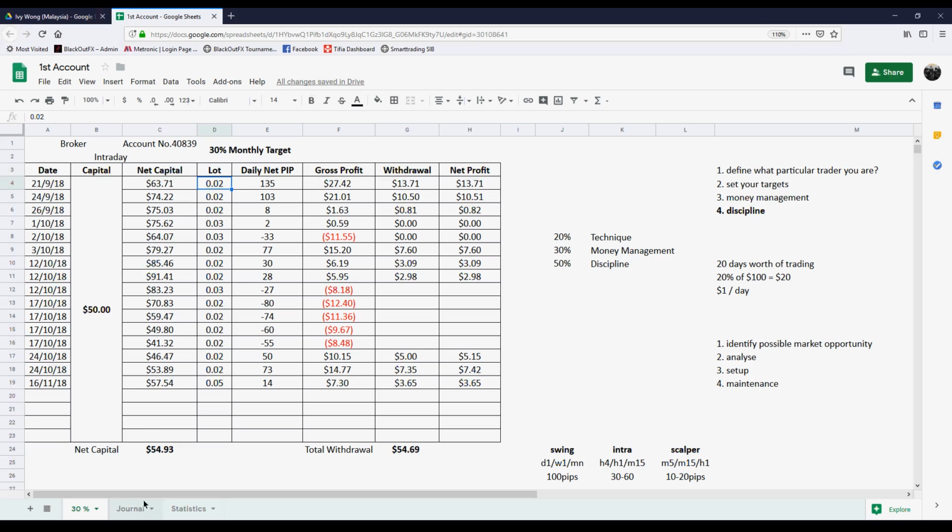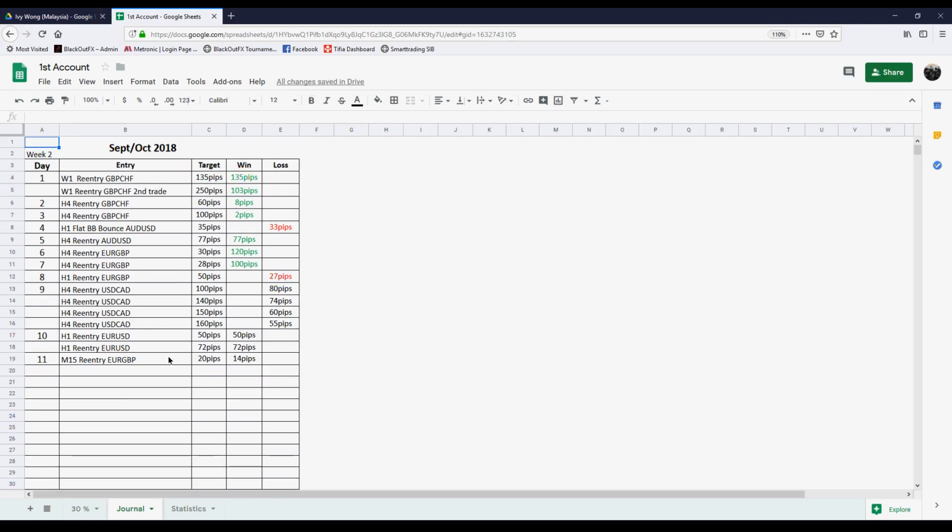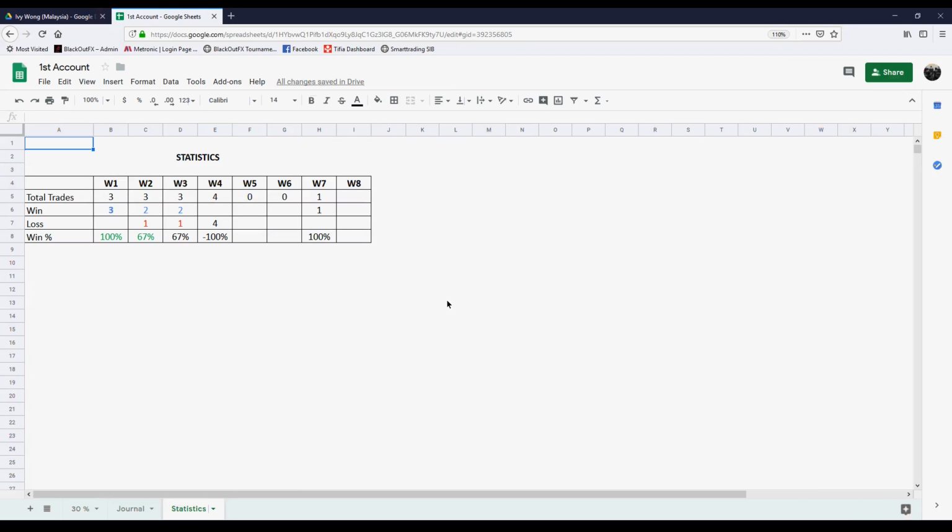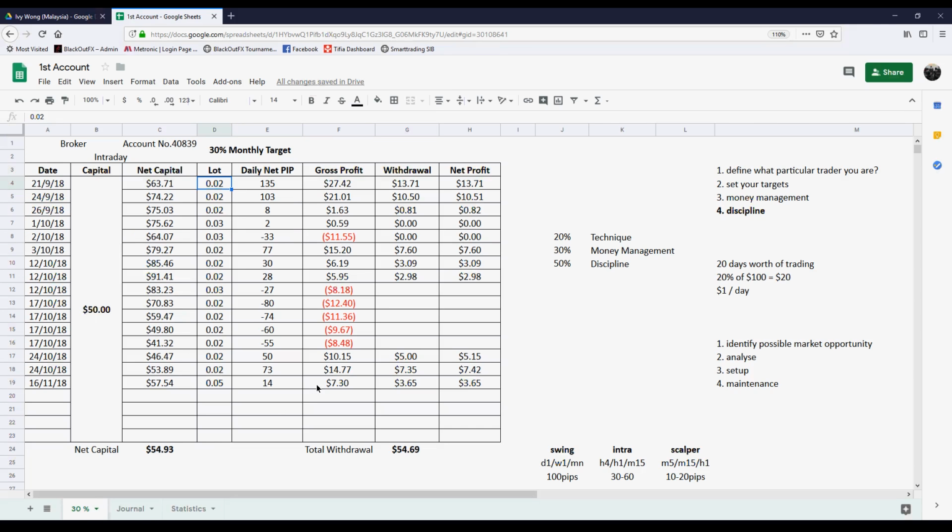Over the period of a month, I asked her to create a journal. In each entry she needs to write down what particular entry and setup she is going into, what her target is, how much she won and how much she lost. At the end of the week, she needs to write down her statistics: how many trades she won and how many she lost. This is very important for you to grow your account.